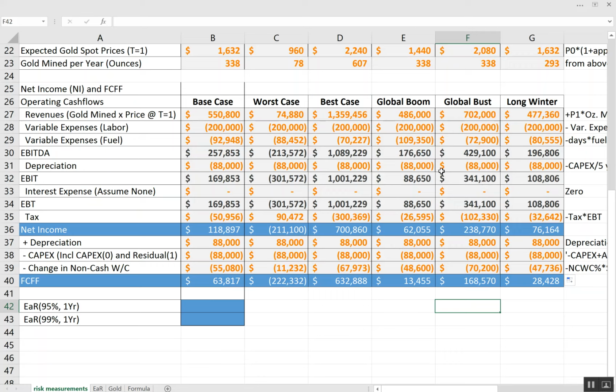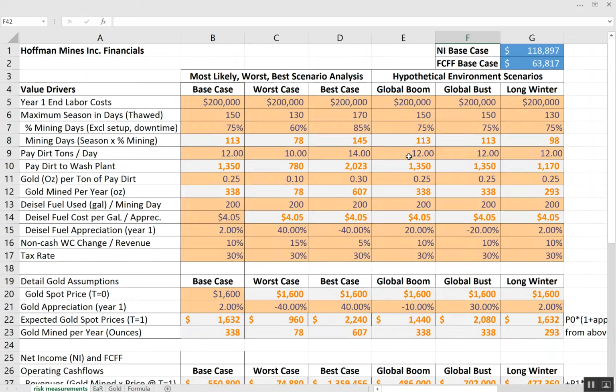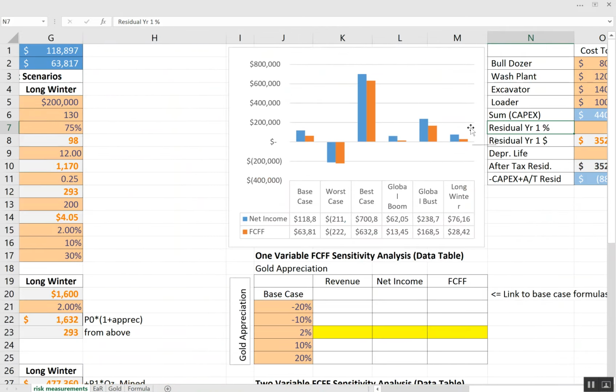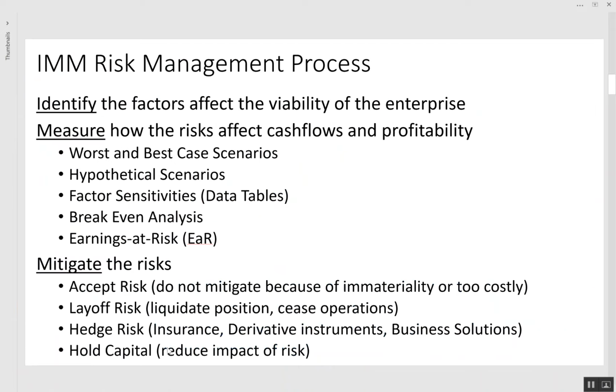1, cold winters. A cold winter will decrease the amount of time I can mine. And a depreciation of gold prices is a bad thing, and an appreciation of fuel prices, in addition to other things like the percentage of time that I'm able to mine. So what I can do is I have this already graphed: here's net income and free cash flows, my base case, my worst case, my best case, my global boom, there's the good global bust, and then the long winter. So this is doing sensitivity analysis.